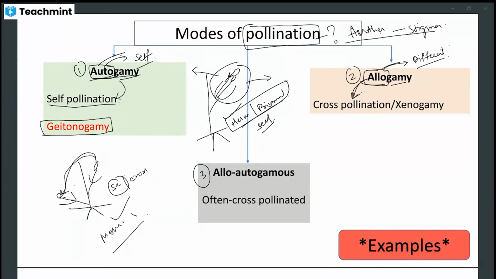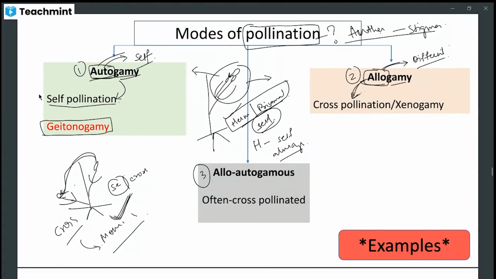Sir, in hermaphrodite flowers, cross pollination also occurs up to 5%. Yeah, it might be possible, right? Cross is also possible, but predominantly they follow self-pollination. So hermaphrodite flowers always follow self? Always is a wrong statement to make. And what about monoecious? Chance is also there for cross-pollination in monoecious, right?